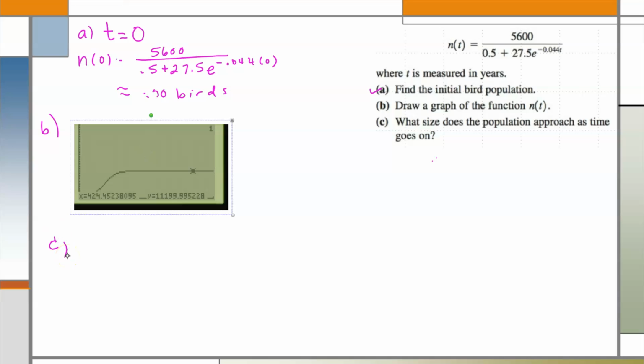And then part C. What size does the population approach as time goes on? We're starting with 0, and time goes on to, say, 500. That's what we did, but we're still thinking even beyond 500. So as time increases, is there a certain value that this approaches? And what we could see graphically is it approaches 11,200 birds.